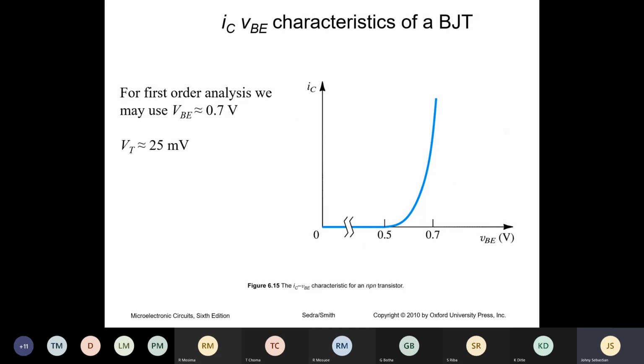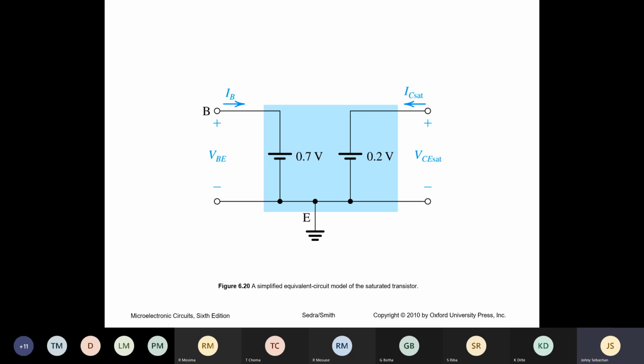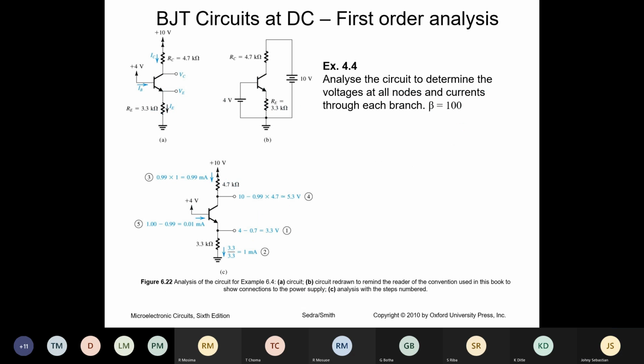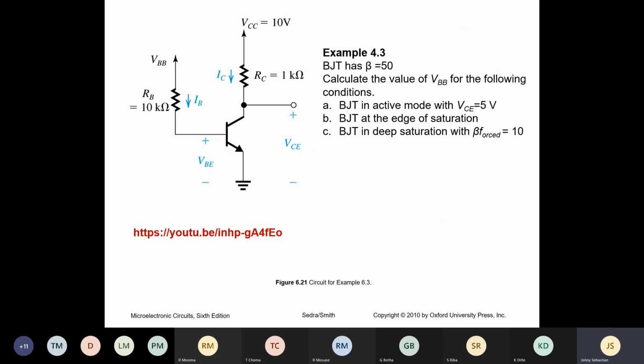There is only one point. We are trying to learn electronics. We are not trying to learn maths. So a first order analysis is what we are going to use in most of the problems that we have. All the final detailed verification, you can do it using a simulation program.